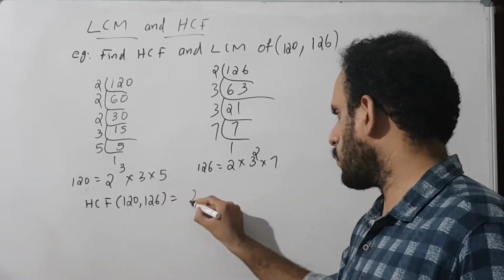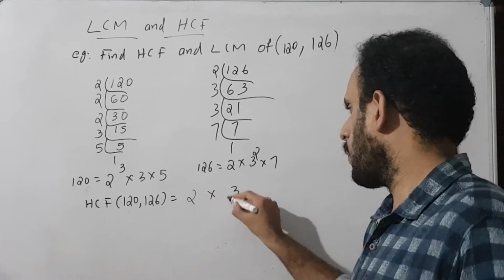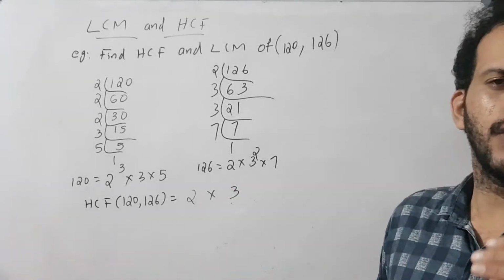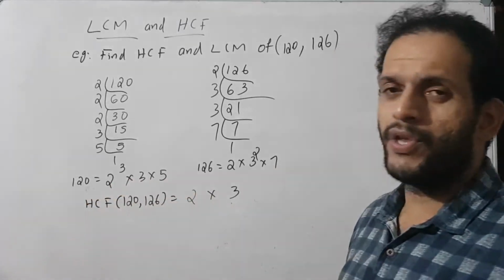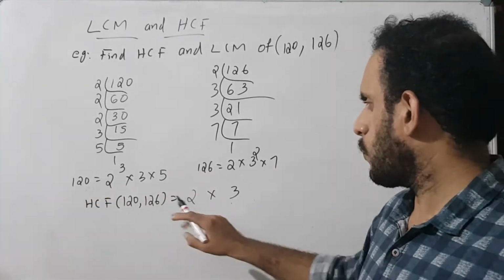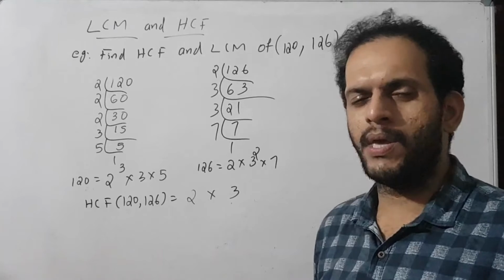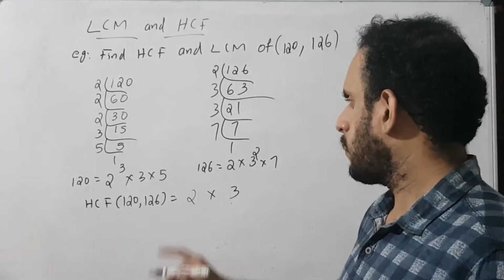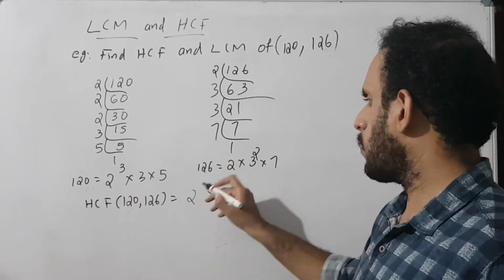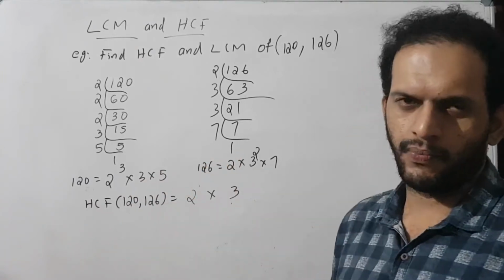Then we write the numbers 2 and 3. Which powers do we want to choose here? The smallest power. In this, which one is the smallest power of 2? Then that one is 2 raised to 1, and 2 raised to 1 is 2.